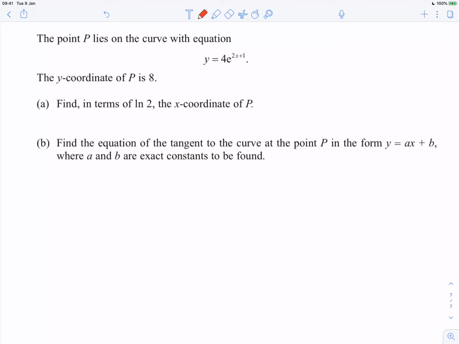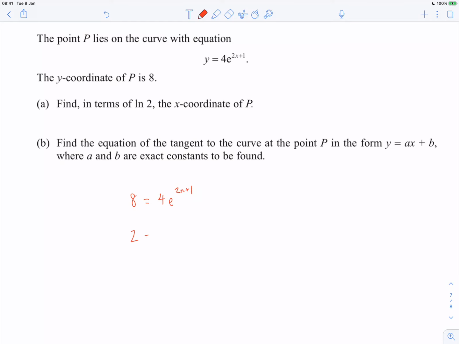Okay, the point P lies on the curve with equation y equals 4e to the 2x plus 1. The y coordinate of P is 8. Find in terms of ln 2 the x coordinate of P. Okay, so if y is 8, we'll just plug 8 in there. This is 4e to the 2x plus 1.